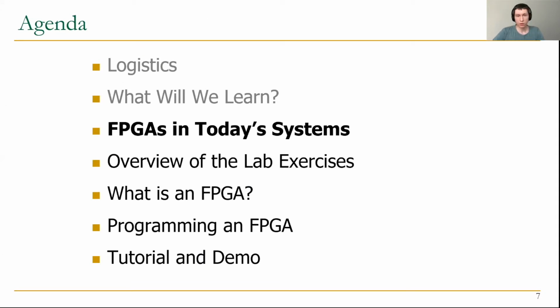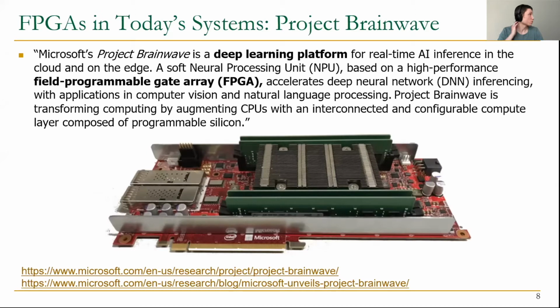Okay, so before going over the lab exercises and telling you about the FPGAs, first I want to tell you where the FPGAs are used in today's systems. First, here we have Microsoft's Project Brainwave as an example. Project Brainwave is a deep learning platform for real-time AI inference. In this project, Microsoft is basically using FPGAs to accelerate their deep learning tasks. And you can see their prototype board over here, and we have a bunch of links if you want to learn more.